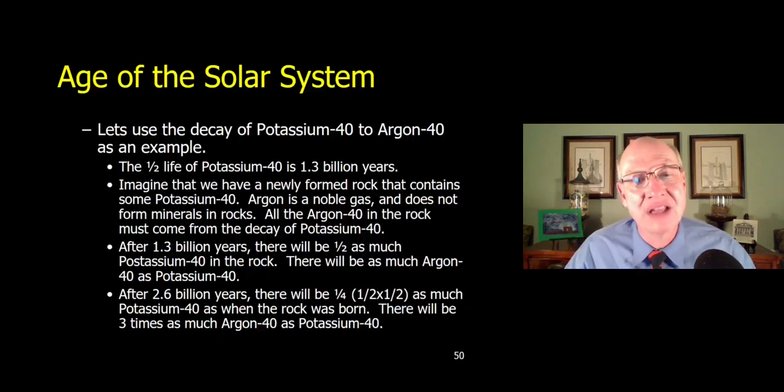So when that rock solidifies, there will be some radioactive potassium-40 in there. Now, the potassium-40 has a half-life of 1.3 billion years. So we form this new rock. It's got some potassium-40 in it. Argon's a noble gas. It's not going to form minerals in rock. So typically, any argon that we find in the rock is going to come from the decay of potassium-40. And once that rock solidifies, that argon doesn't really have a way to get out.